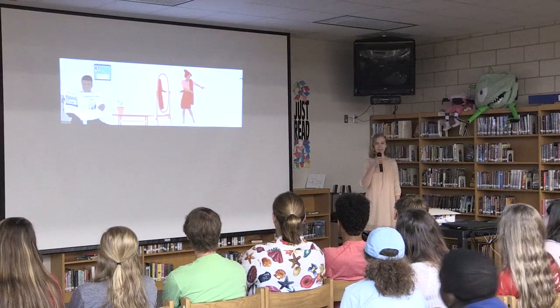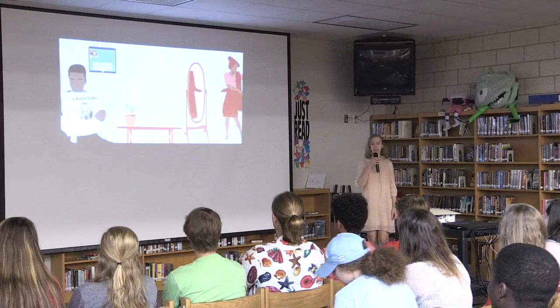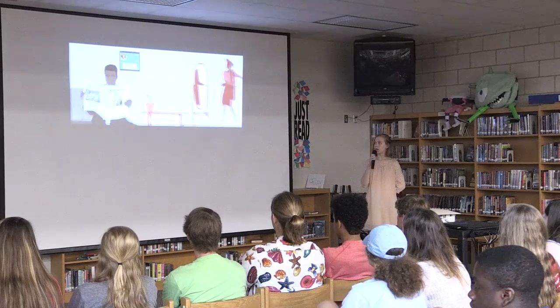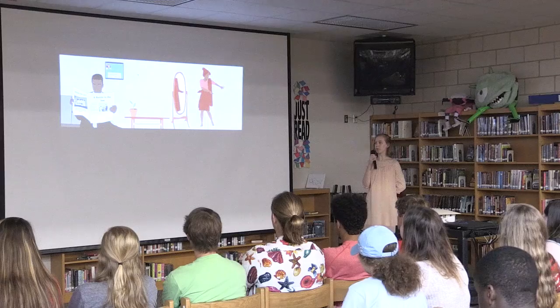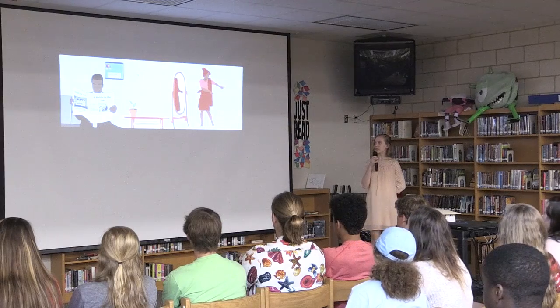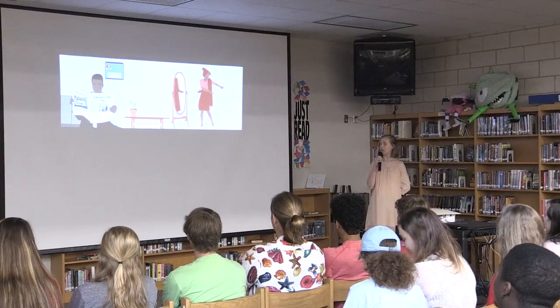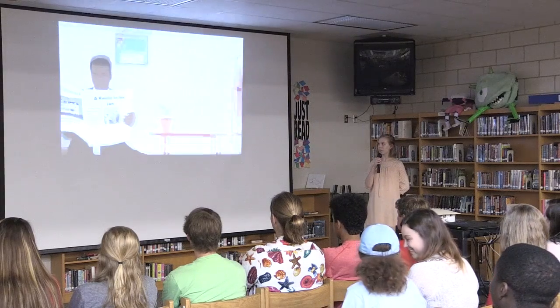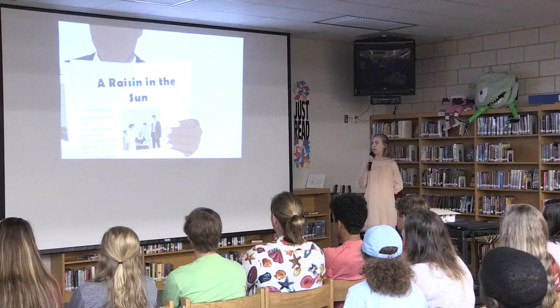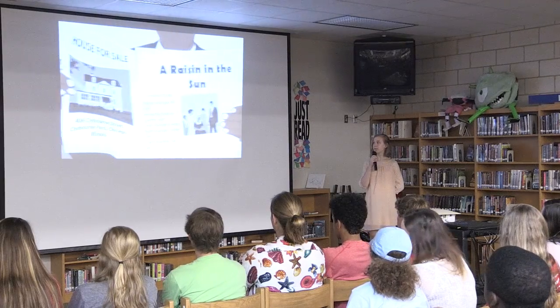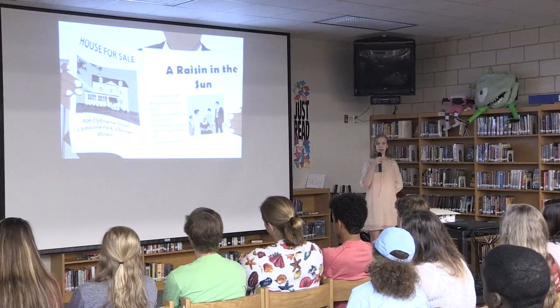So hi, my name is Sarah, and this is my Raisin in the Sun infographic. So here we have Walter, one of the main characters, holding a newspaper, and we have a picture of the whole family. And then on the other side we have a house for sale ad to represent the house that they bought.